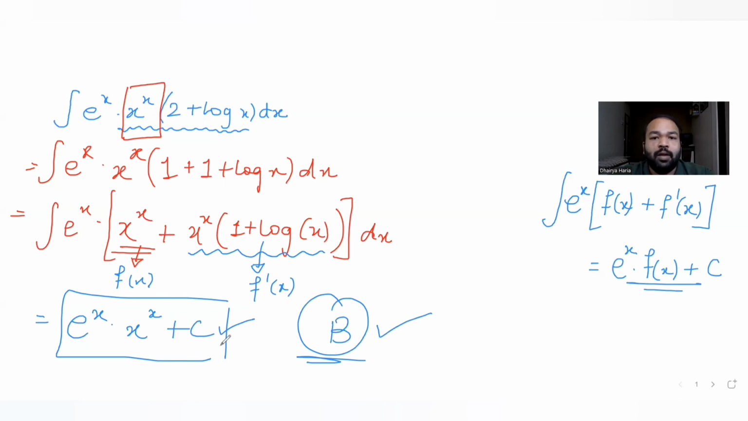I hope you understood how to apply this concept, wherein a function f of x with its derivative is present in the sum, and that is present with the product of e raised to x. It is always the result that it forms e raised to x into that function plus c.